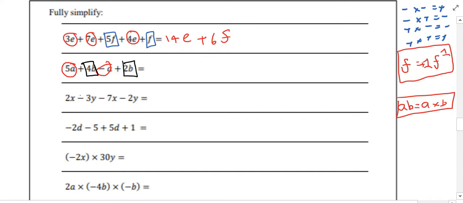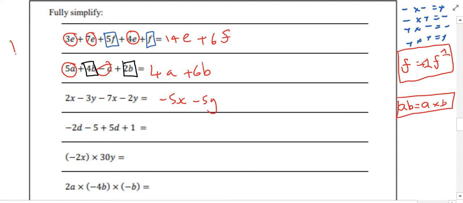Okay, we've got 5a minus a, which leaves us 4a. And then we've got 4b plus 2b, which is 6b. Okay, I'm going to do this one without circling the like terms. We've got 2x minus 7x, which gives negative 5x. And then we've got negative 3y, negative 2y to give negative 5y.